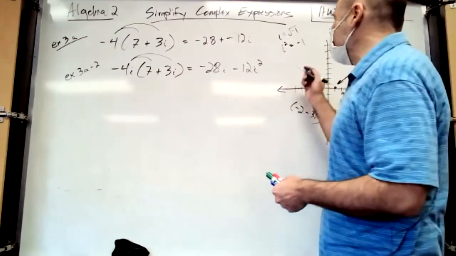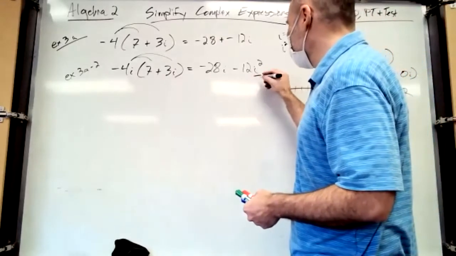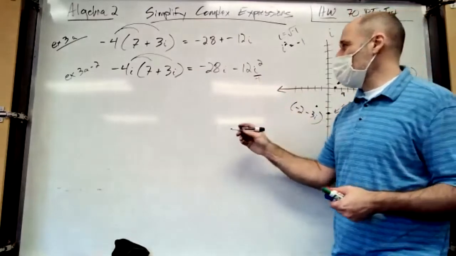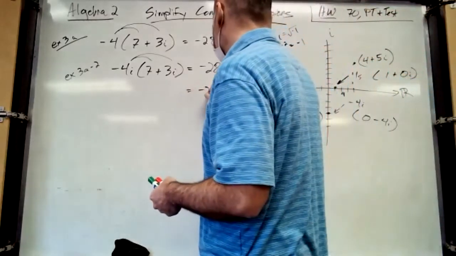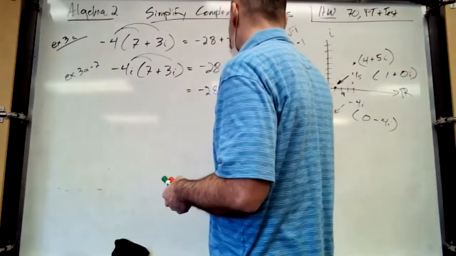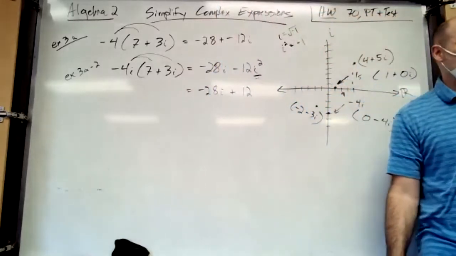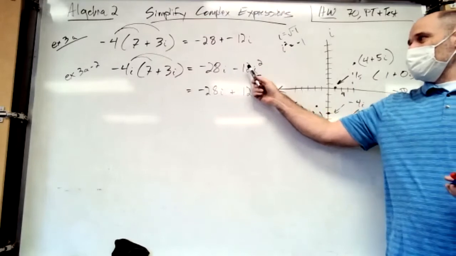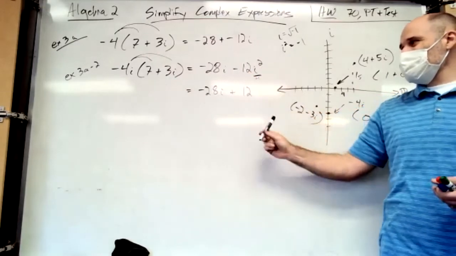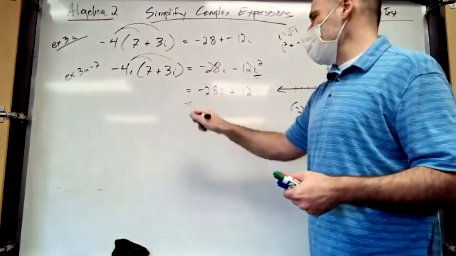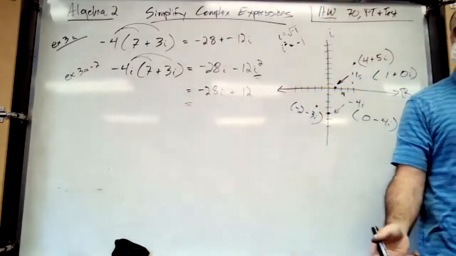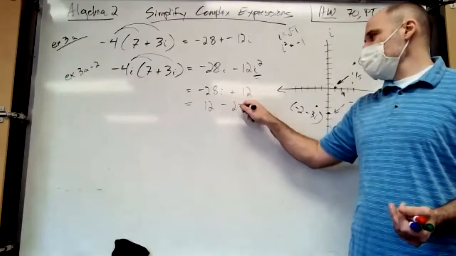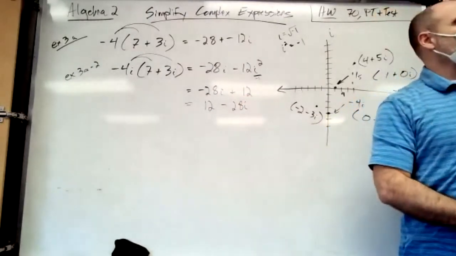All right, so if that's negative 1, this is negative 1 times negative 12, plus 12. So you've got negative 28i plus 12. See what we did? 12 times negative 1 is negative 12, so minus negative 12 is plus 12. So the better way to write this is the real number first. So 12 and then negative 28i. Okay?